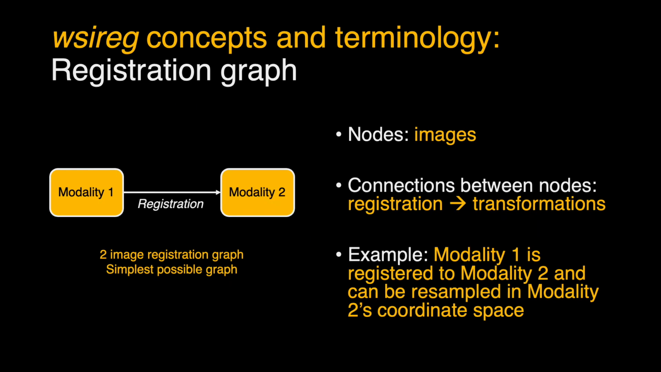The second key concept of WSIReg is the registration graph. In this case, the graph contains nodes, or images, and then the connections between the nodes are the registrations or transformations. On the left, we have the most simple possible graph, which is two images. We have modality 1, which is registered to modality 2. The connection is this registration, and then we can transform modality 1 to match modality 2, and overlay and do any sort of analysis on that afterwards. We'll expand on this as we go on, and on how you can use this to make very complex connections between different modalities.